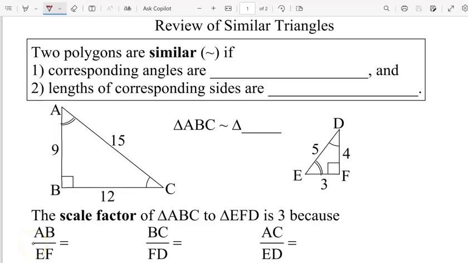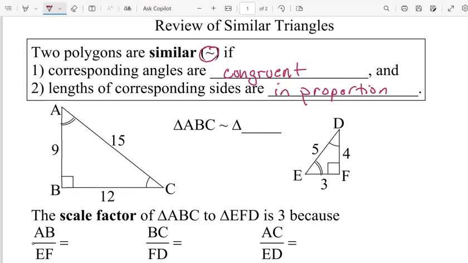Okay, for section L, we're going to review similar triangles from geometry. There is a symbol for the word similar in geometry. It's this symbol that looks like the top of the congruent symbol. And triangles are similar if their corresponding angles are congruent, but the lengths of the corresponding sides are what we call in proportion, which we'll talk about in just a moment.